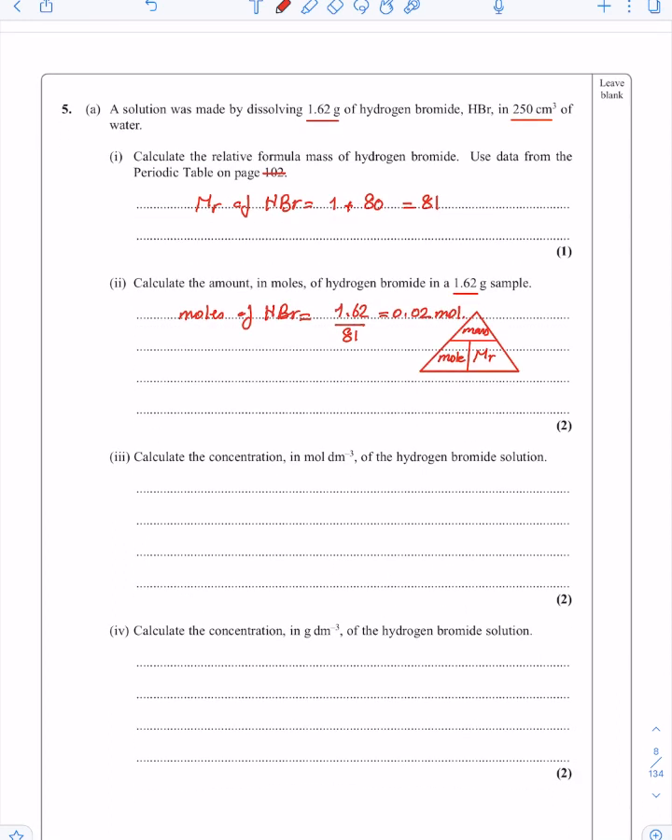Part iii. Calculate the concentration in mole per cubic decimeter of hydrogen bromide solution. The law of concentration says that concentration is equal to moles over volume in cubic decimeter. So the concentration of hydrogen bromide solution is equal to moles, which is 0.02, over the volume. The given volume is 250 cubic centimeter, so we must divide by 1000, which gives 0.25 cubic decimeter. So the answer is 0.08 mole per cubic decimeter, which is mol dm to the power negative 3.